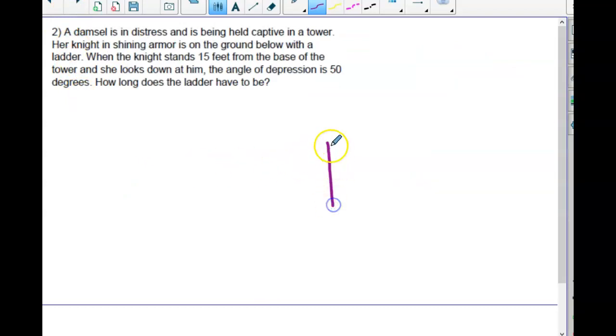Damsel in distress, being held captive in a tower. The knight in shining armor puts a ladder up to the tower. He is on the ground 15 feet from the base. When the knight stands 15 feet from the base of the tower and looks up, the angle of depression is 50. Do I put 50 right in here? Is that where angle of depression goes?